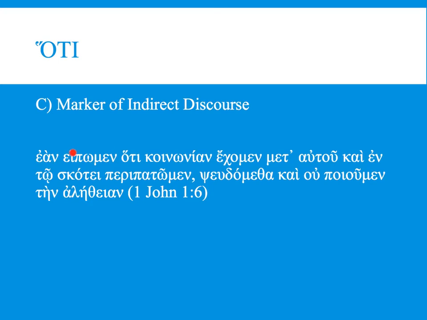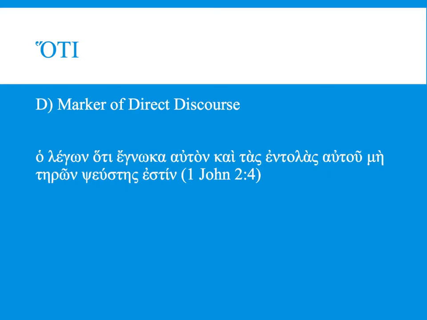So if we might say that we have fellowship with him, that's a marker of indirect discourse. He's giving you indirectly what is being said. And here we can see that the logical relationship is also a conditional sentence, which is a future more probable: ean plus the subjunctive, and then pseudometha, then we are lying. And then a marker of direct discourse. So as long as we know the difference between indirect discourse and direct discourse, that's pretty easy.